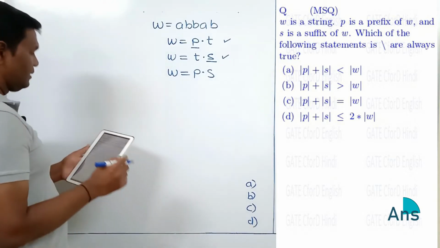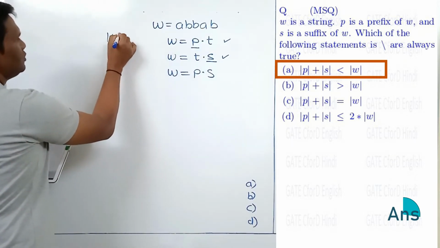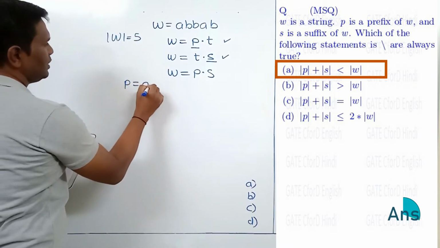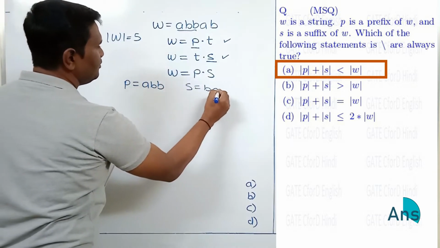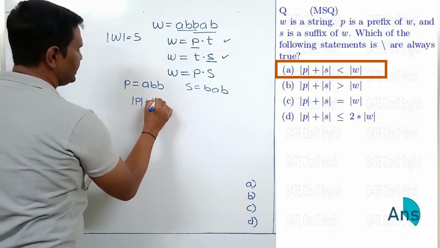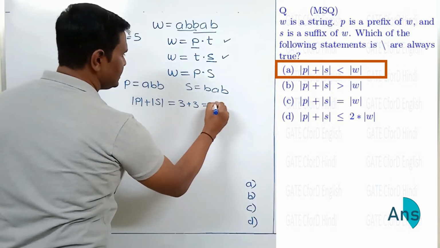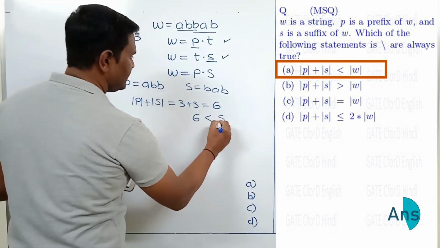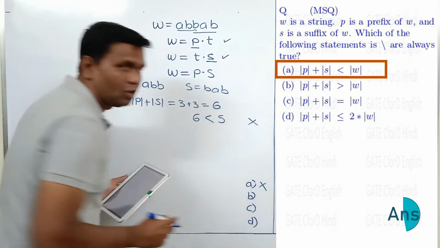Now for option A, if we consider string W ABBAB, then the length of W is equal to 5. Now if we select prefix P equal to ABB and suffix equal to BAB, then length of P plus length of S is equal to 3 plus 3 is equal to 6. So 6 is greater than the string length 5. So option A is not always correct.